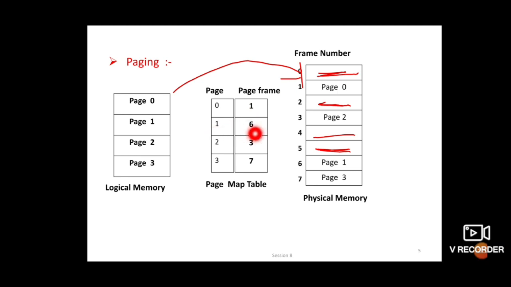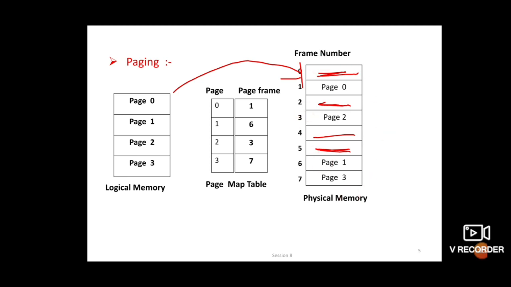Page 1, where is it stored? Frame number 6. So write here that the frame number is 6. Page 2, where is it stored? Frame 3. So write here 3. And page 3, where is it stored? 7. So here write 7. So it is called the page map table. This page map table indicates where the pages are stored in main memory.